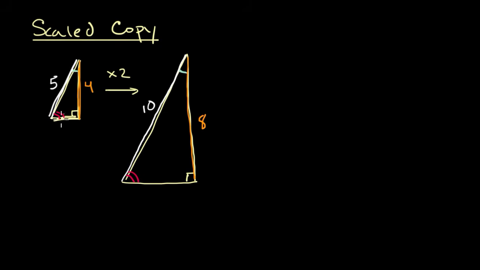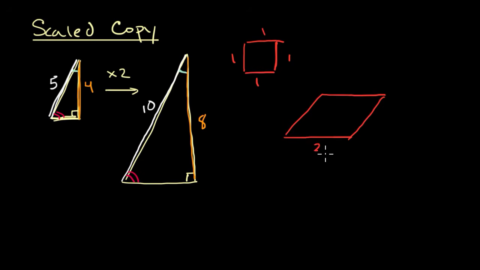If only one of those is true, you don't necessarily have a scaled copy. For example, if I were to have this figure, and let's say all the sides are side length 1, and let's say I have this figure where all of the side lengths are of length 2. So if I look at potentially corresponding sides, it looks like I'm just always multiplying by 2. But is this a scaled copy?